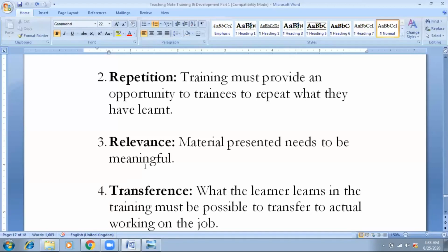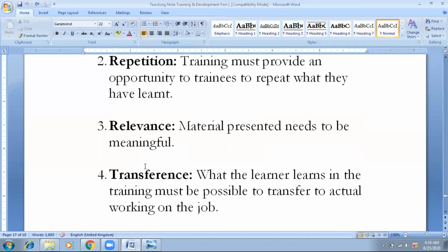The trainee, after training, is supposed to perform a certain job. If what the trainee is learning under the training program is similar to what the employee is supposed to perform, then the training will be successful. So, in transference, after finishing the training, the trainee is supposed to go to the work and perform by using what the trainee has learned.